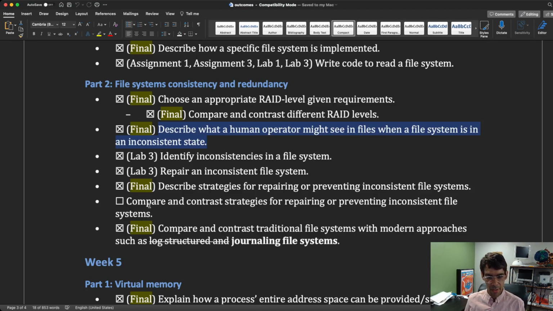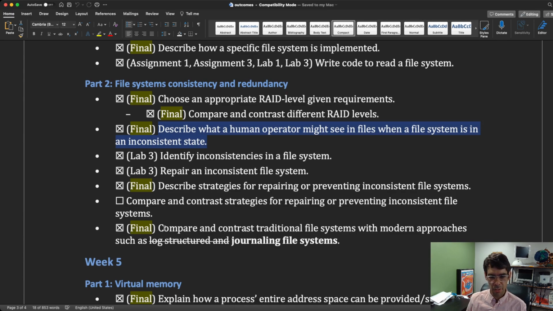Compare and contrast strategies for repairing or preventing inconsistent file systems. I'm not going to ask you to compare and contrast these. This learning outcome you will not be assessed on at all this term. I'm not looking for you to make comparisons between file system checking and journaling.